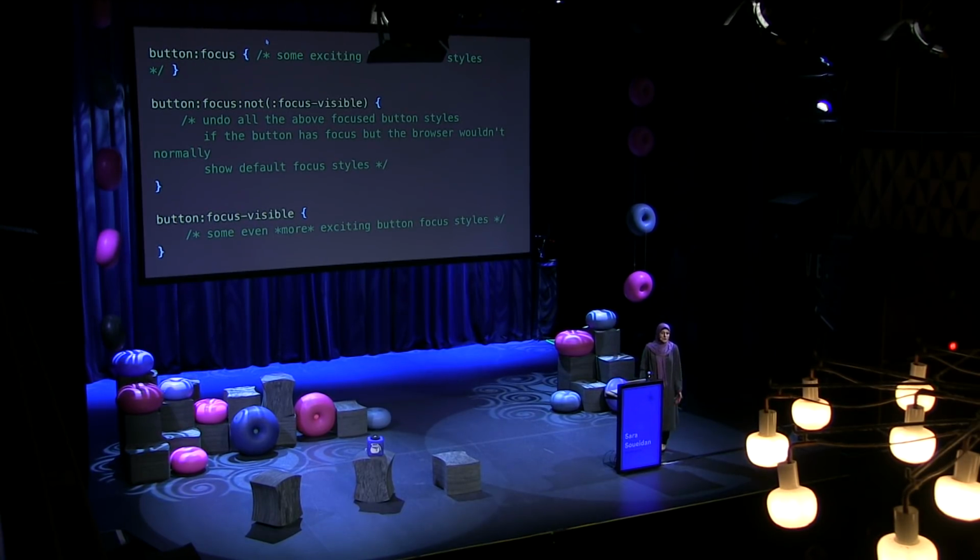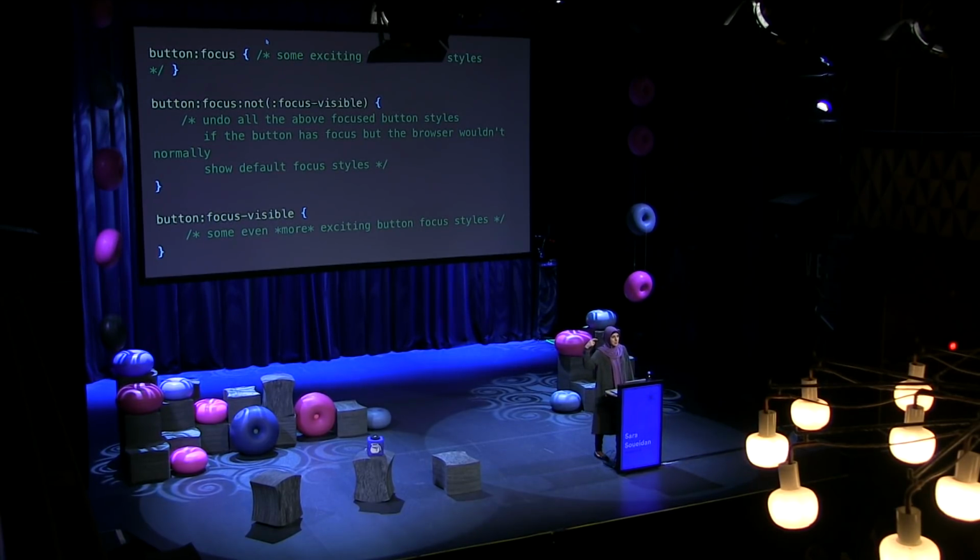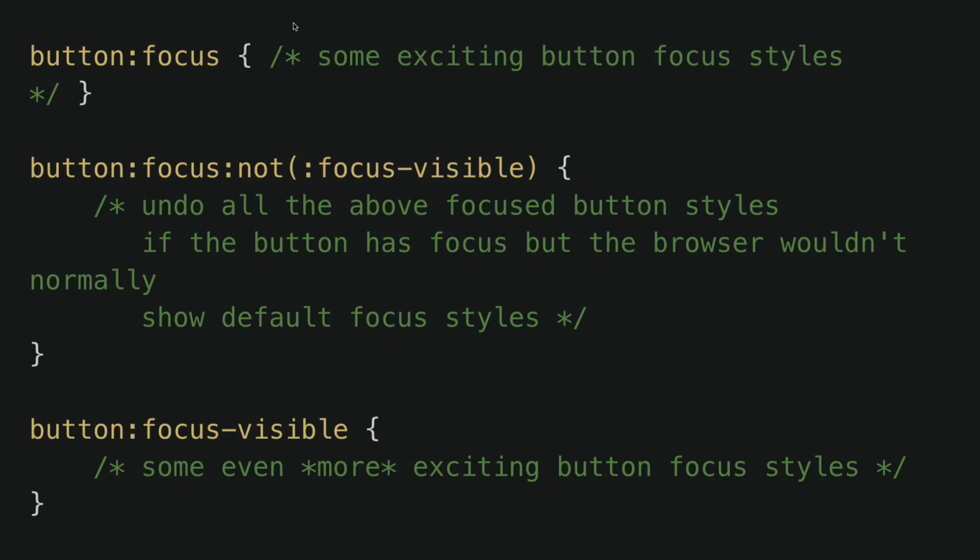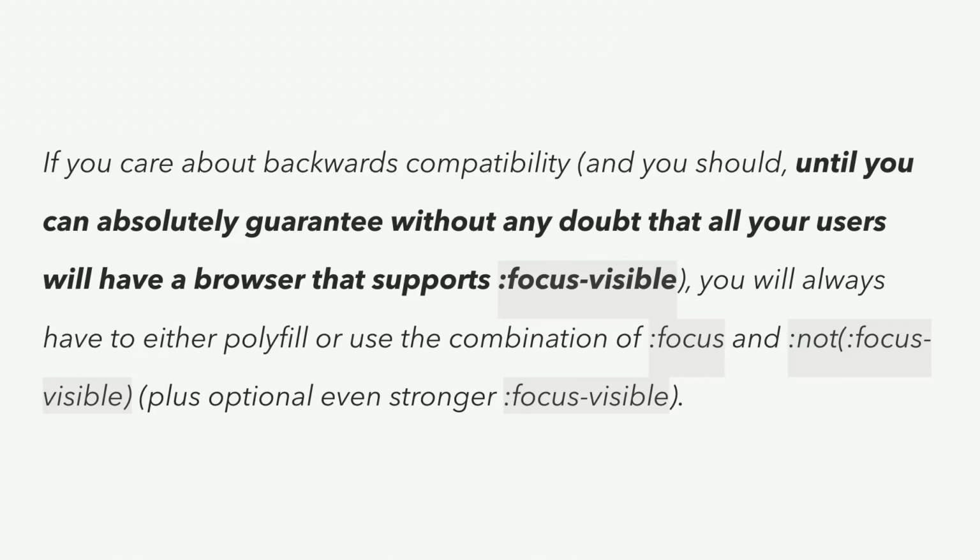So if a browser supports focus-visible, they'll only get the focus styles when the button receives focus via keyboard. And if a browser does not support it, they will get it on mouse click as well. And if you want, you can add some very fancy, more exciting button focus styles that are specific to focus-visible. This solution is suggested by Patrick Lauke in one of his articles.